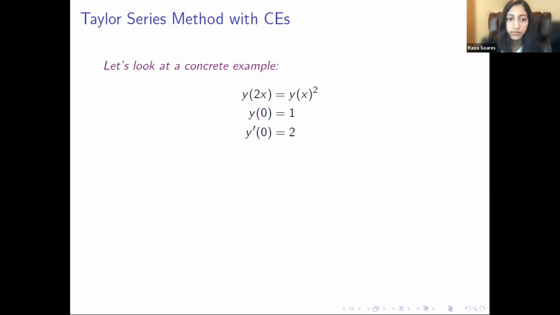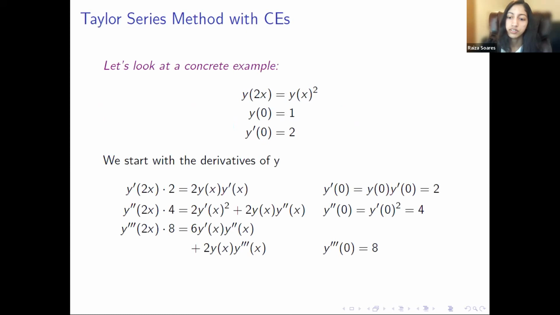If we look at a concrete example, notice that there are no derivatives in this equation, there's just a composition. So we have the composition equation and we have a couple of initial conditions. Again, we'll look at derivatives of y. We've crafted this example to mirror the one that we've seen before. So the derivatives of y are given by the powers of 2 again.